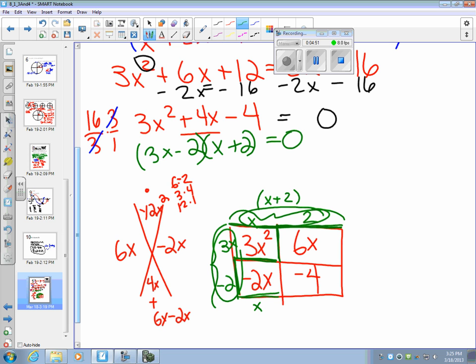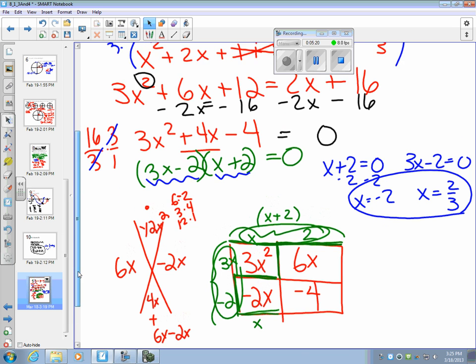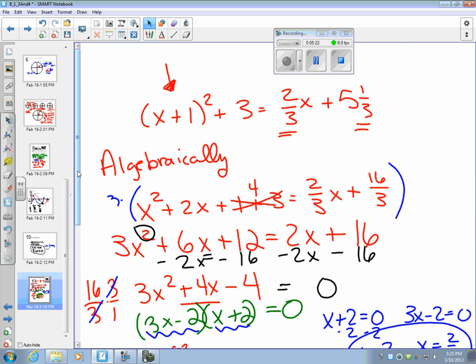What do I have to do to each of those factors now to solve for x? Okay, but how do I solve them for x? Oh, good. Set them equal to 0. Good job. So x plus 2 is 0, and 3x minus 2 is 0. Now I think everybody knows how to solve for x there. Yeah, negative 2 is one value, and 2/3 is the other. There's my two answers.